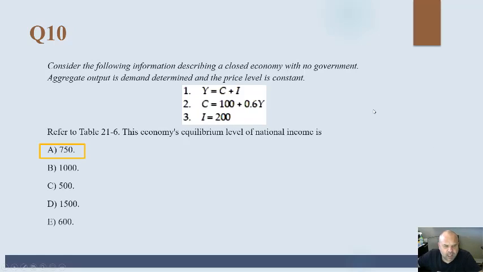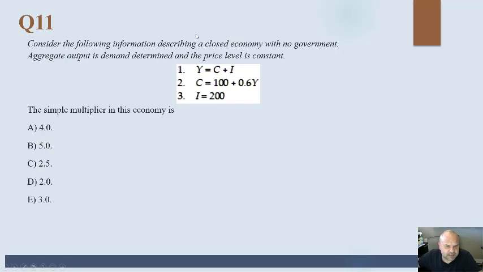Okay, so the answer is 750. In order to do this, we need to substitute in the consumption function and investment into here, and then we simplify it, set AE equal to Y, and then solve for big Y. And when you do that, you will get 750.